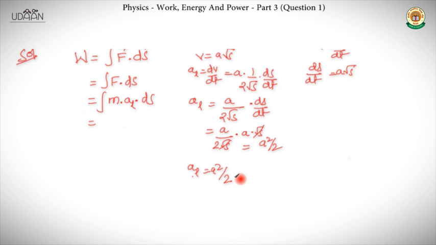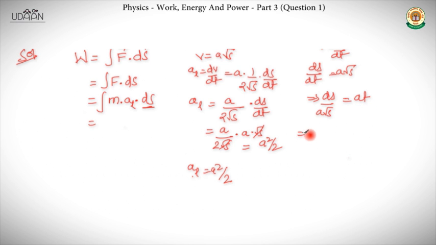Perfect. So now going to this equation, why are we doing this ds by dt? In finding the work done, we have a term ds. In order to find that, we are doing ds by dt, and from that we will get s and t as separate terms. So now we can write this equation as ds by a under root s is equal to dt.